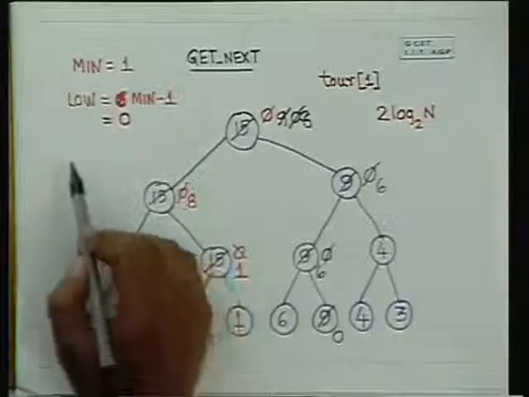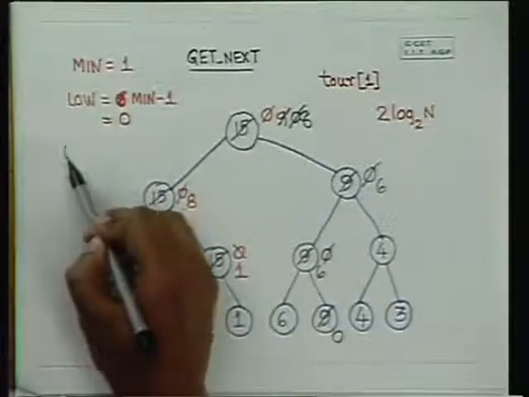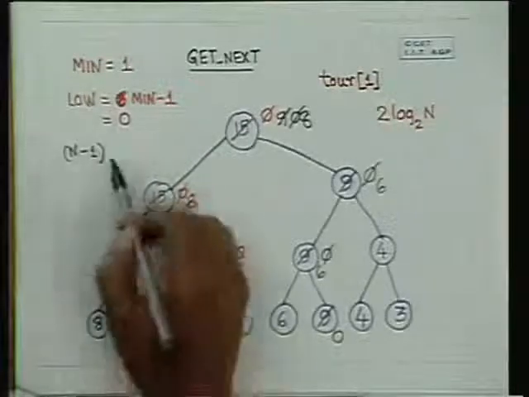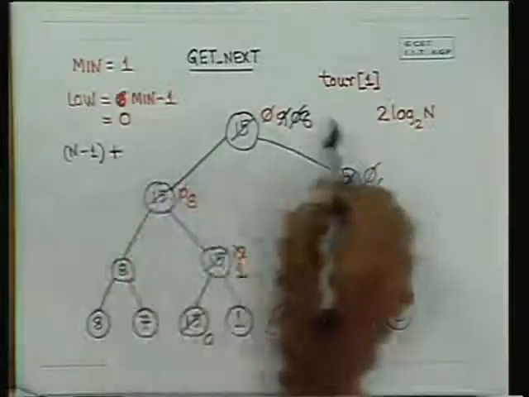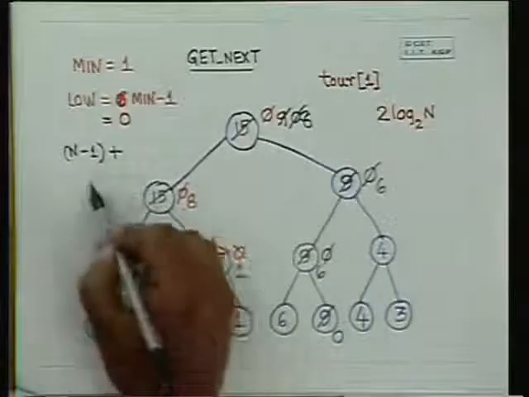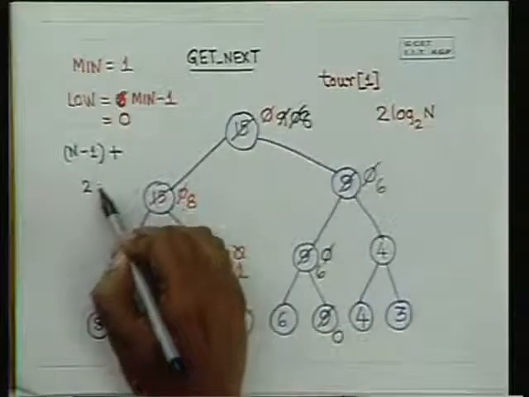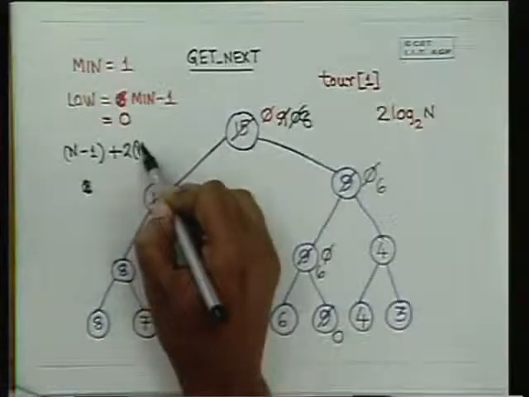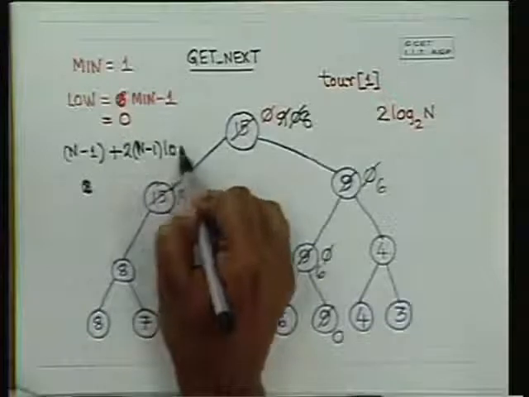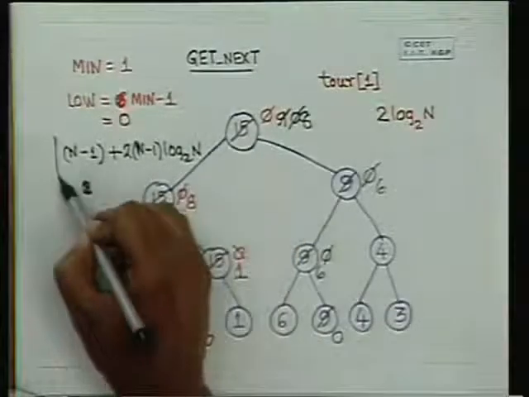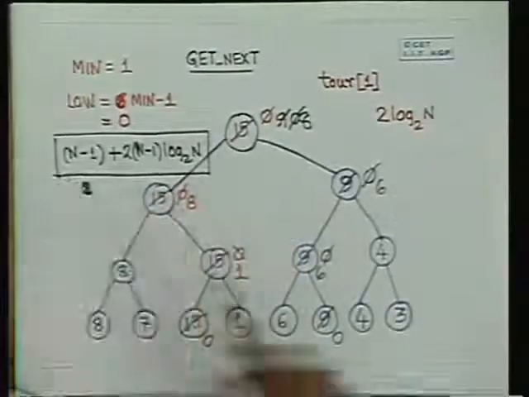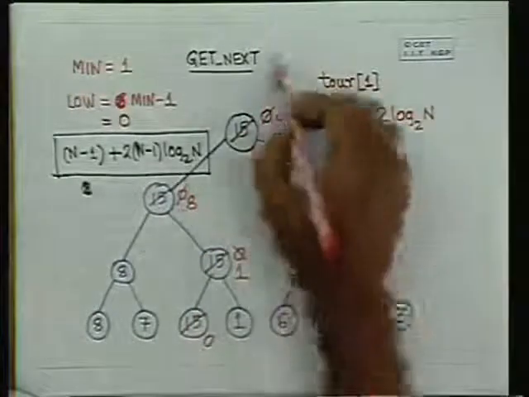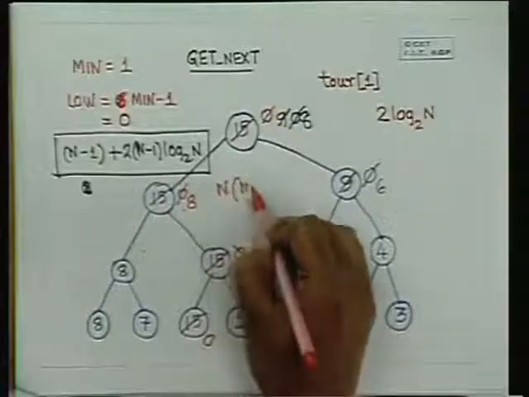And how much time are we going to take to do that? To build up the tournament, we took so much time. And for each such step going up and down in get next, we are going to take 2 into log 2n. So the total amount of time that we are going to take is 2n minus 1 log 2n. Compare this with the value n into n minus 1 by 2.